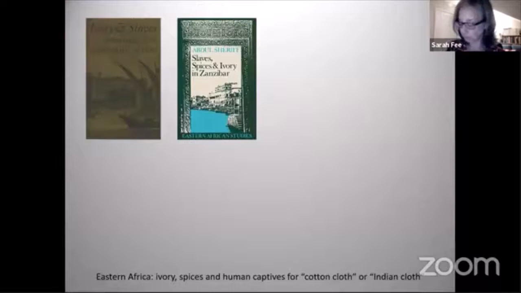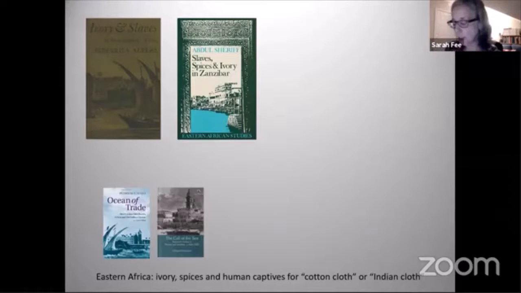Earlier trade histories of Eastern Africa focused mainly on what was going out, as you can see in the titles of these classic works: Ivory, Spices, and Human Captives. In the past decade, there has been a new wave of research on what was coming in, on the products demanded by African traders and consumers, and to a large degree that was imported cloth. The bulk of these studies focus on one kind of cloth imported into Eastern Africa, cottons, or so-called Indian cottons. That can be related in part to this larger intellectual interest in cotton as a global commodity.